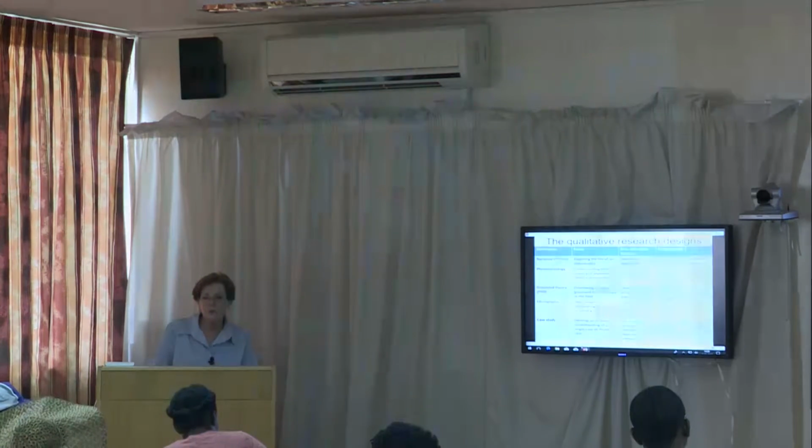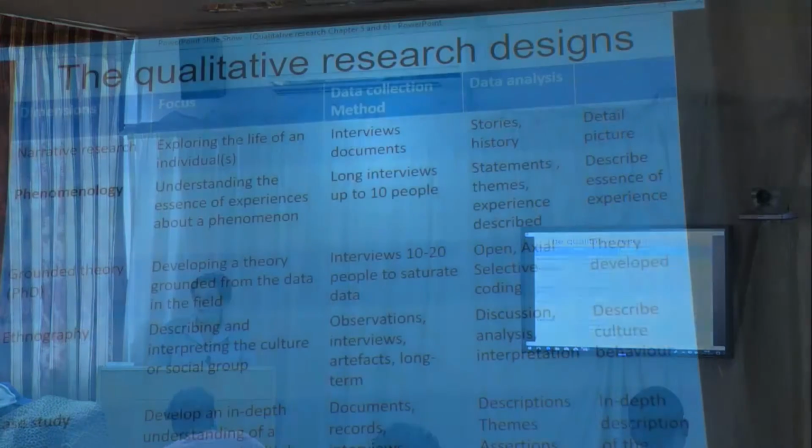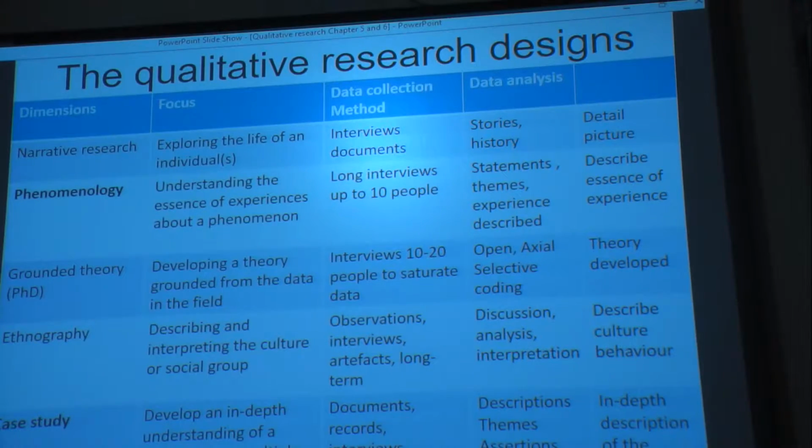Right. As far as I can gather, none of you are going to do narrative research because you are not going to analyze somebody's life story. You will see here the focus is on an individual and their life story. Especially in PR, we are doing a lot of qualitative research. I will come back to narrative research again.